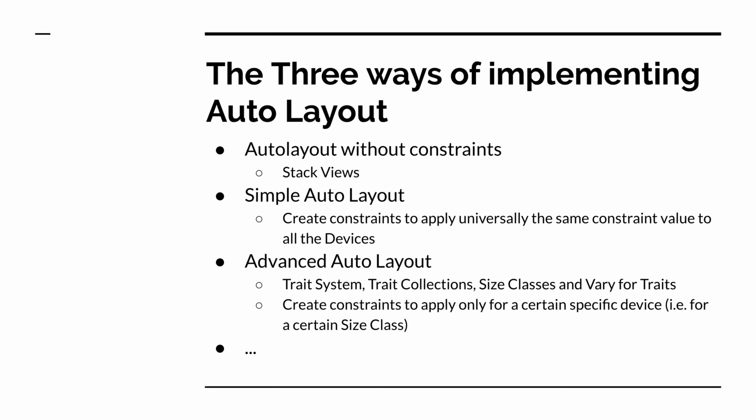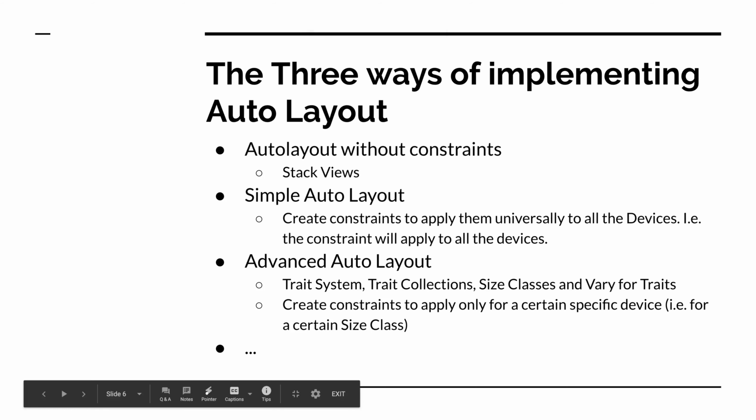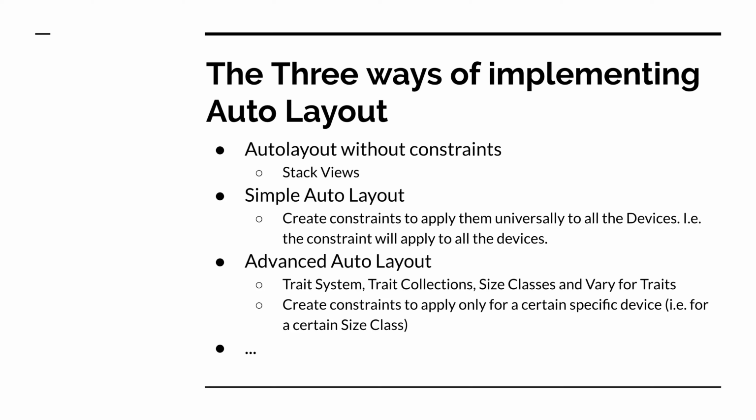So first of all, you should always try to tackle with auto layout without constraints, that is using stack views, which we have done in the previous lessons. Then after that, if not possible, you go for simple auto layout, and basically when you use simple auto layout, you will be creating constraints to apply universally, the same constraint value to all the devices. So to make it more clear, that means in simple auto layout, you are creating constraints to apply them universally to all the devices. Simple as that, right? The constraint will apply to all the devices. It's not for one device.